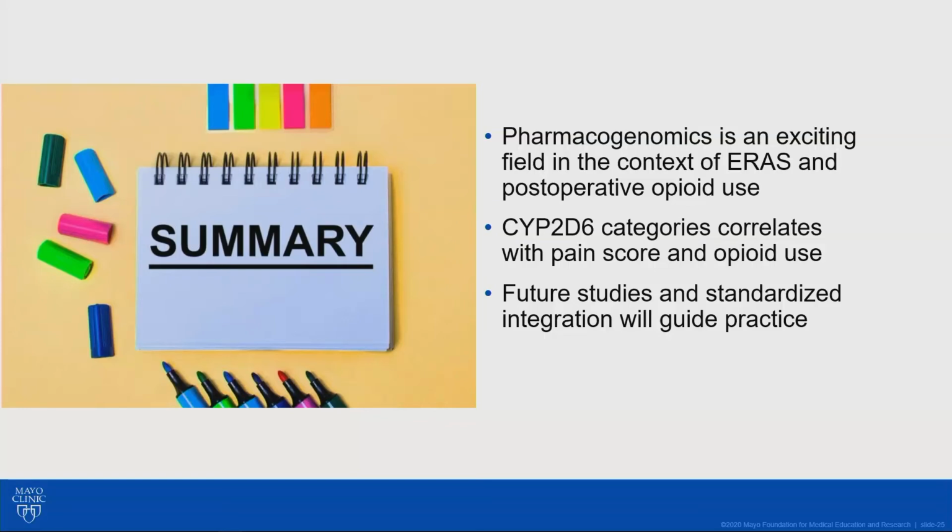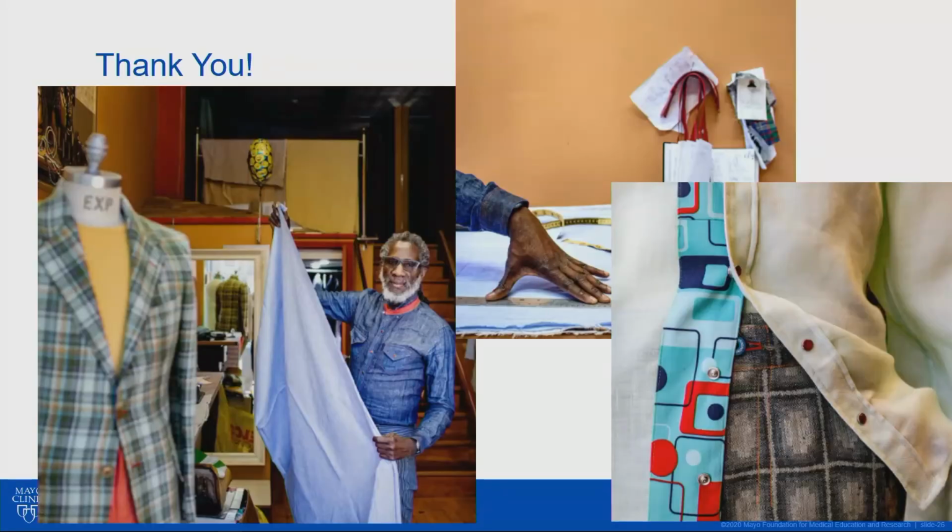So, in summary, pharmacogenomics is a really exciting field in the context of ERAS and post-op opioid use. That CYP2D6 category really correlates with pain score and opioid use, and with even bigger studies, I think we could prove that even more. And of course, future studies and standardized integration will guide our practice. So thank you again for allowing me to discuss this exciting topic with you this morning, and may we all become Antonio Brown. Thank you.